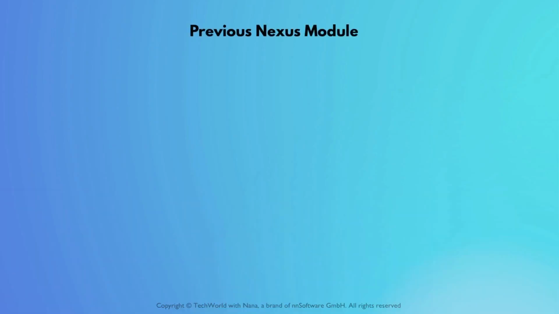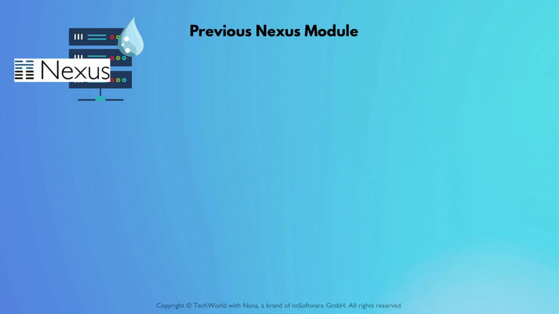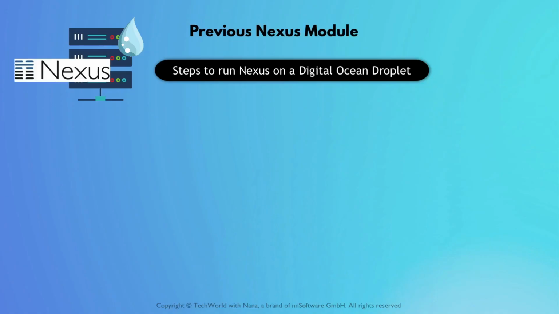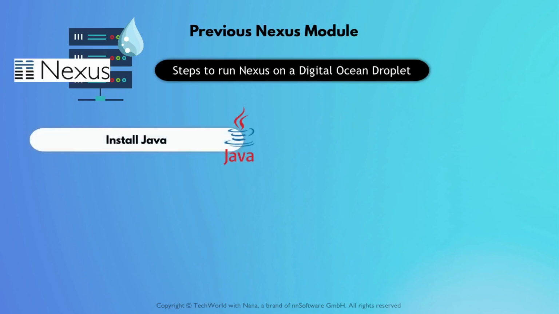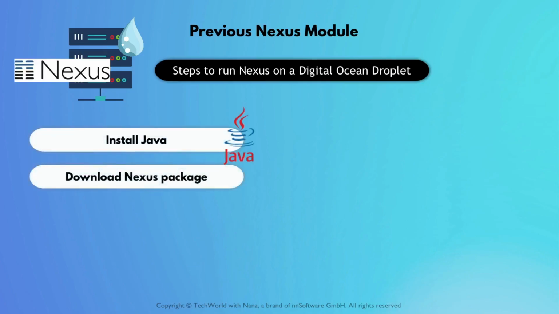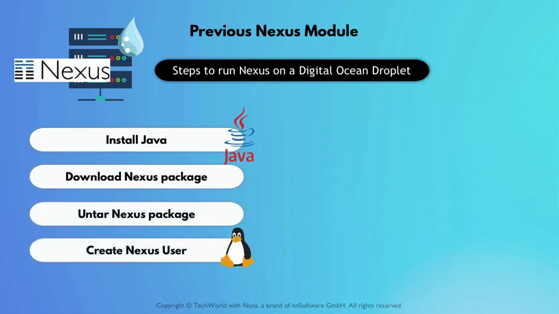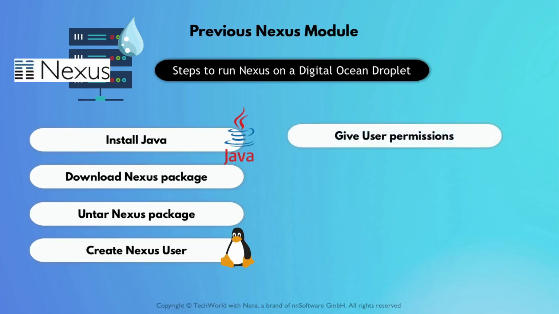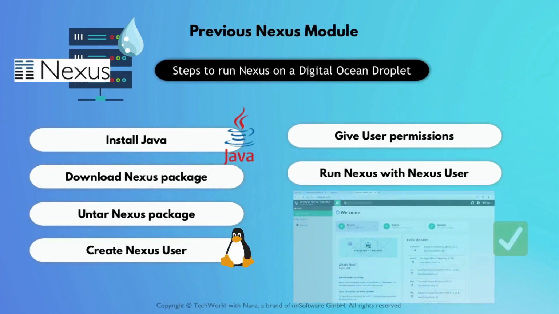So in the Nexus module, you learned how to install Nexus on a DigitalOcean droplet, right? When we set it up, we had to do all of these steps in order to install and run Nexus on a DigitalOcean virtual server, right? We had to install Java, then download the Nexus package, untar it, create a Nexus user on the operating system, give it permission to the Nexus directories, configure Nexus to run with the Nexus user, and then we were able to start Nexus Repository Manager.